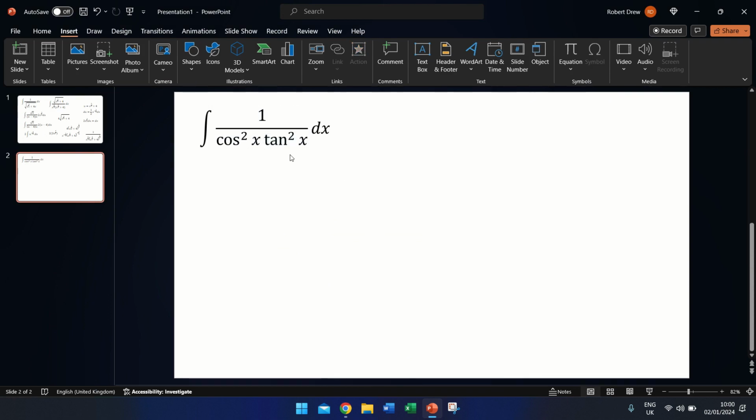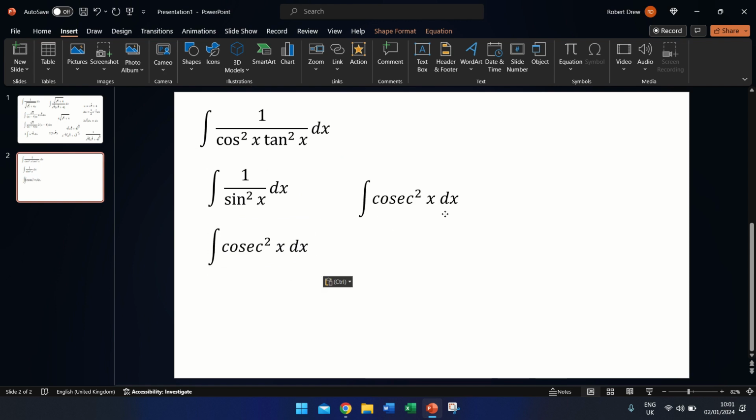So immediately what I'm thinking is that tan squared is sine squared over cos squared, and the cos squareds cancel away, so this just makes 1 over sine squared, which of course is the integral of cosec squared. Now, I believe that tan differentiates to sec squared, which makes me think that cot differentiates to minus cosec squared, and so I think this integral is just minus cot of x.